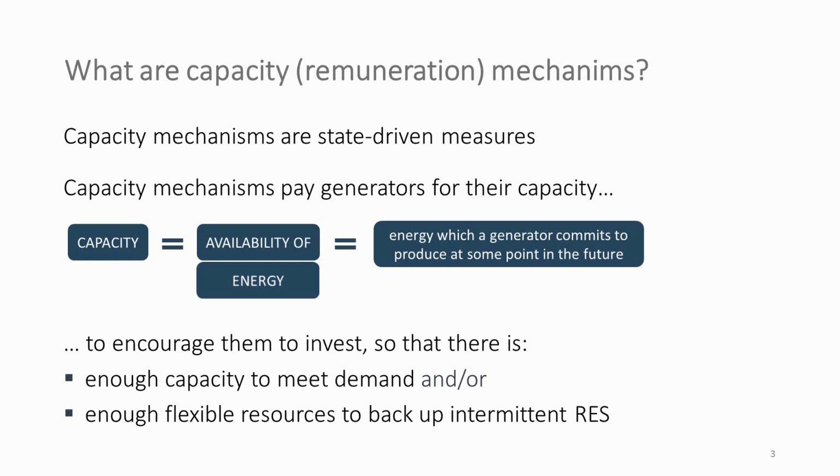More and more renewables on the system calls for more flexible conventional generation, which could produce when there's no wind or the sun is not shining.